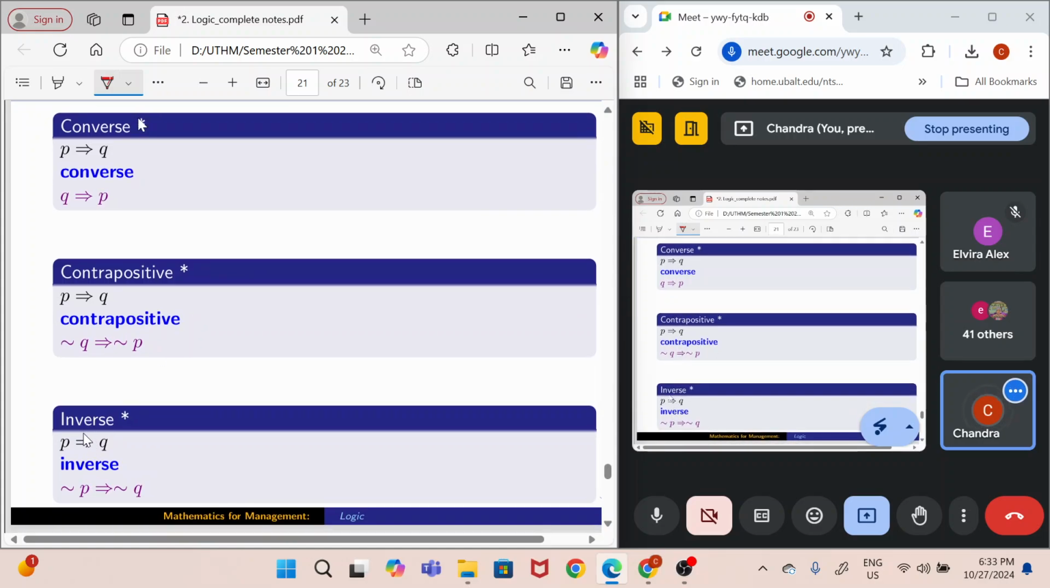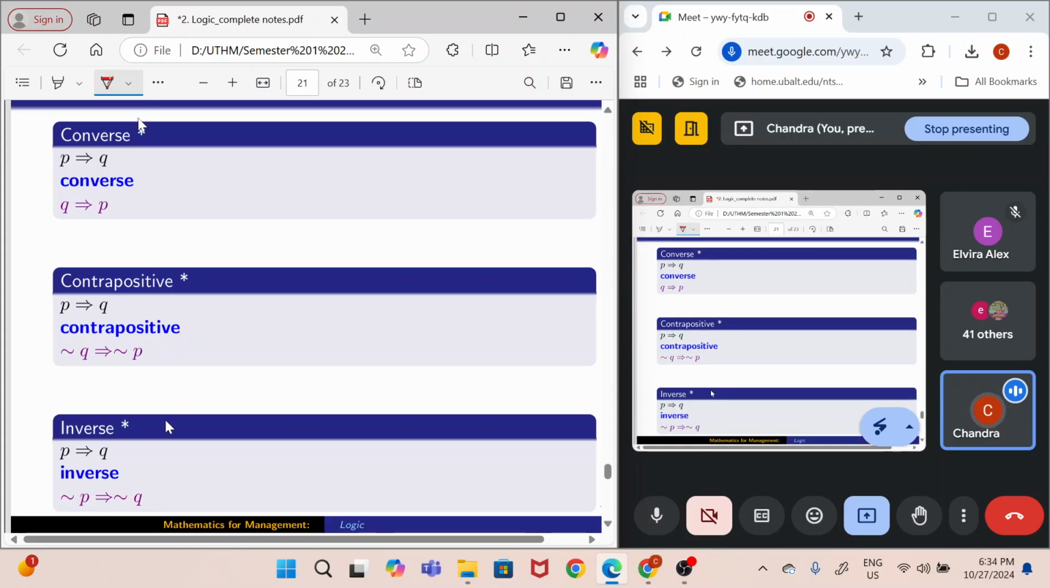Inverse means P implies Q. You negate. You don't need to interchange. Okay, you don't need to interchange. You just write the negation for P and Q. So this one you have to remember. Whenever you see con, you change. Change the thing. Contrapositive, you have to negate.